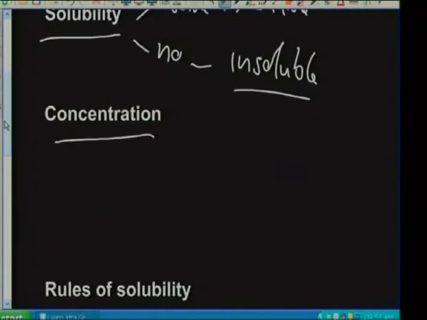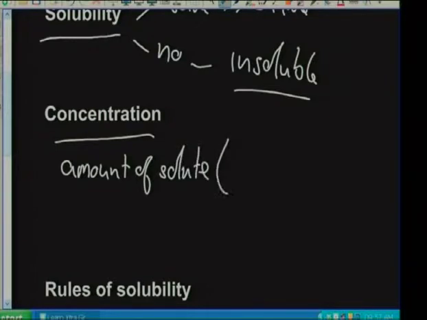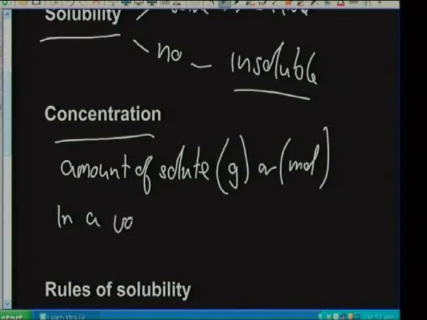Now, if we've got the idea that we get things that dissolve and things that don't dissolve, we need to be able to measure the difference. How do we do that? We do it by using a term, concentration. Concentration refers to the amount of solute, and we can measure this in grams or in the standard units for the amount of substance, which are called moles, which we'll come on to in our next session. But just to leave it there, the amount of solute in a certain volume of solution.